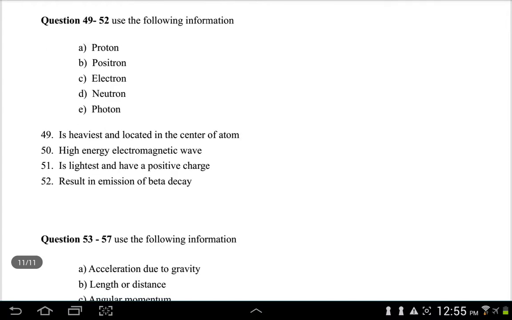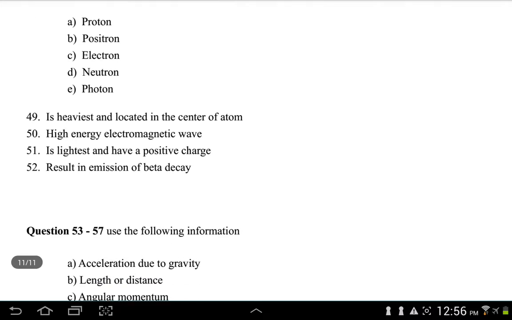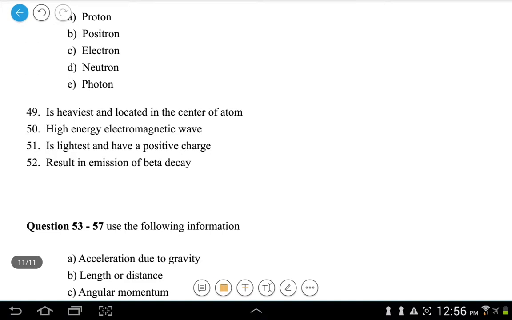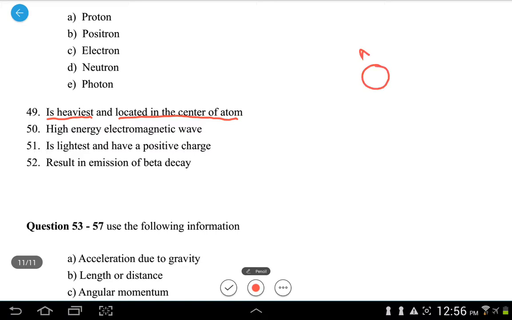All right, guys. Number 49 to 52. Use the information below. Number 49 says, from there, A, B, C, D, E: proton, positron, electron, neutron, and photon. Which of the following is the heaviest and is located at the center of the atom? We know that at the center of the atom we have the nucleus. In the choices we don't see nucleus, but we know that there are neutron and proton. But neutron is heavier than proton. So I'm picking D as my answer for this.